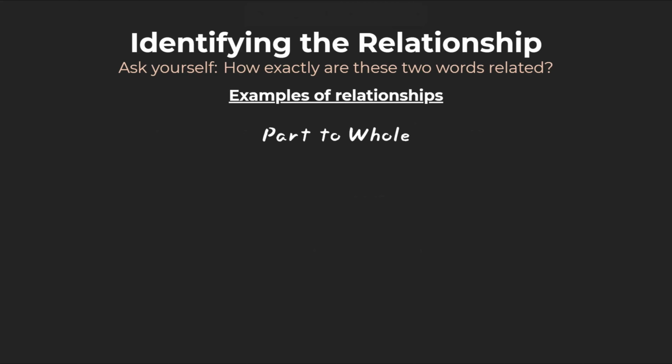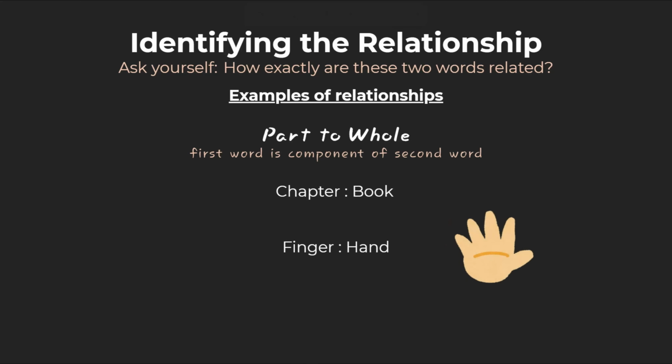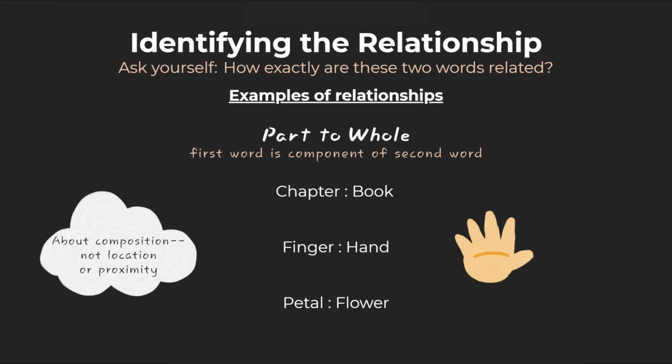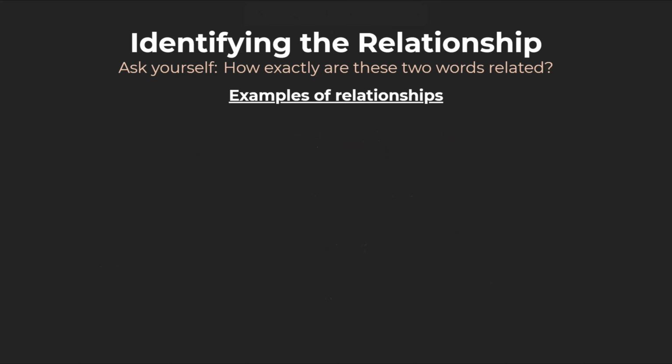Part to a whole. In a part-to-whole relationship, the first word is a component or a piece of the second word. For example, chapter is to book, finger is to hand, or petal is to flower. The second item is made up of the first. This relationship is about composition, not location or proximity. If the first word is not literally a component of the second, then it's not a part-to-whole relationship.